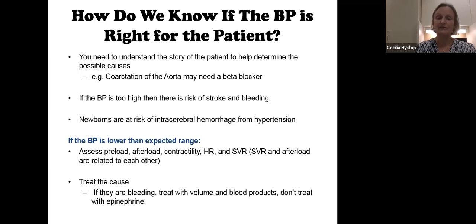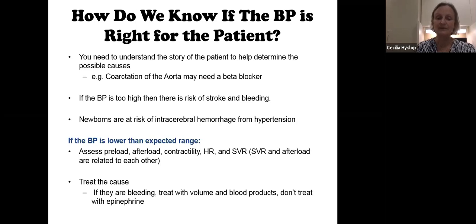Assess the afterload. Are they too vasoconstricted? Are they too vasodilated? We're going to look at the drugs they're on. We're going to look at their usual systolic and diastolic blood pressure, the contractility, heart rate, and we're going to treat the cause. If they're bleeding, we're going to treat with volume and blood products. We're not going to treat with epinephrine. So we have to make sure that the treatment matches the problem. We have to make sure that we've really identified the problem in the first place.